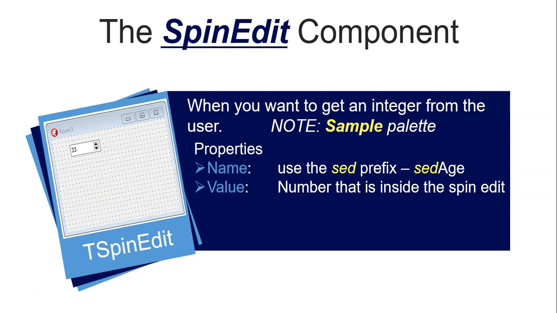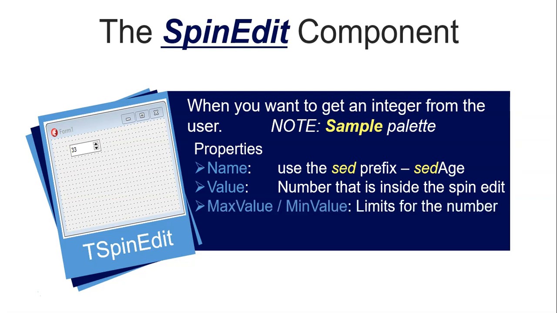The other nice properties with the spin edit are the min and max values, which you can set to particular numbers so that you can limit the range of possible numbers that the user can click on. So if you only want a number between 1 and 10, you can set the min value to 1 and the max value to 10.